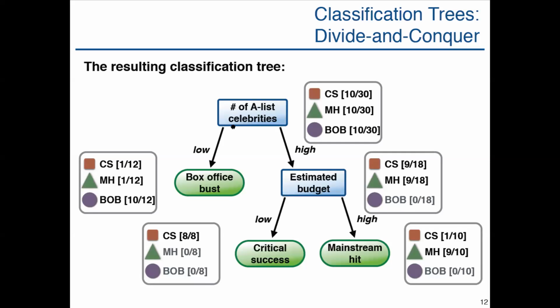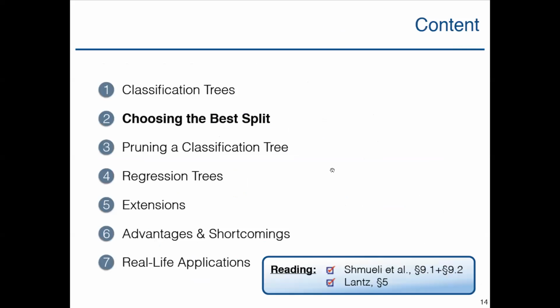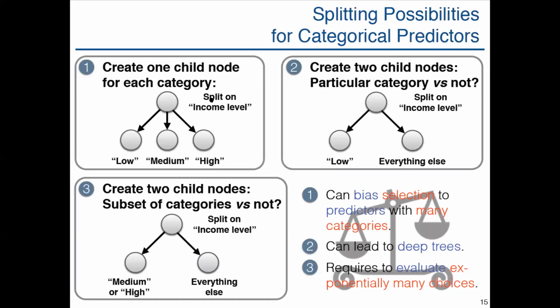So in this case, you only had two options. It's a binary variable, so it's either low or high. But what if you have more than two categories in a certain variable? What do you do in that case? So that's what we have shown here. कि अगर आपके पास दो से ज़्यादा categories हो, you have three different options. ठीक है? So the first option is that you have all of those categories as the child nodes.